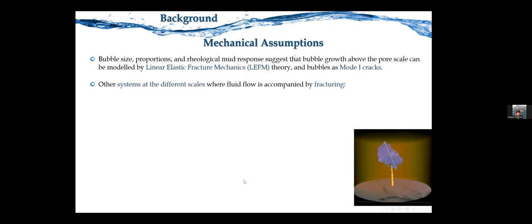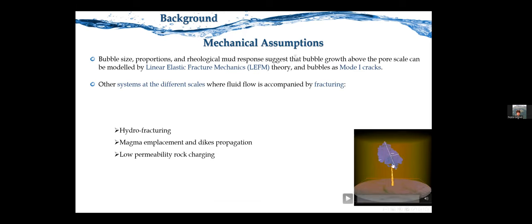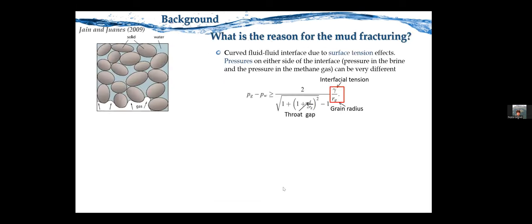In geosciences, there are also other systems at different scales where fluid flow, such as gas in the case of bubbles, is accompanied by fracturing. For instance, hydrofracturing, magma emplacement and dike propagation, and low permeability rock recharging, which is also due to some fluid propagation in the rock. So the last theoretical question is actually, why does it happen that this rising gas bubble generates fractures in the mud?